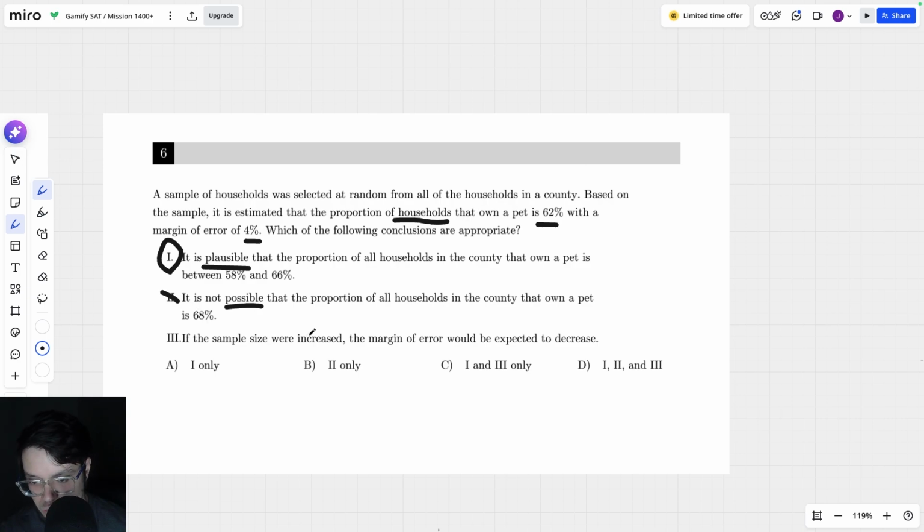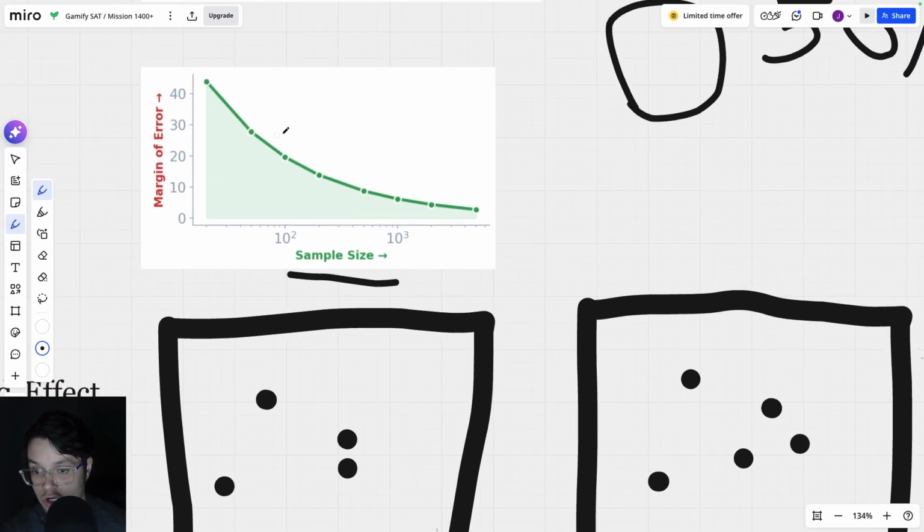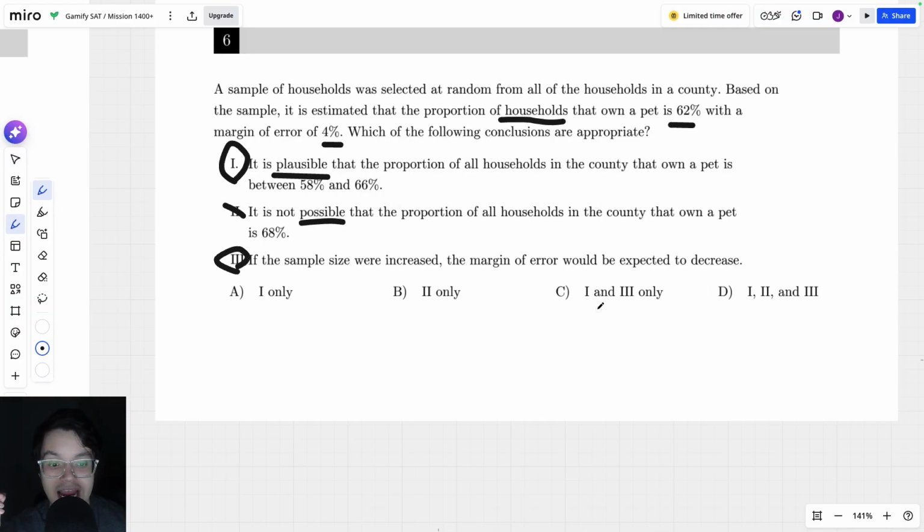Three, if the sample size were increased, the margin of error would be expected to decrease. So this would also be true just according to the graph that I showed you over here. If we make the sample size higher, margin of error goes down. Therefore, it must be 1 and 3, or C.